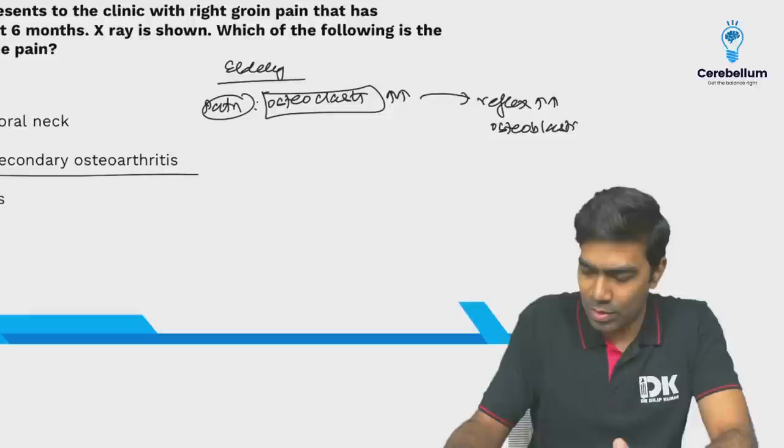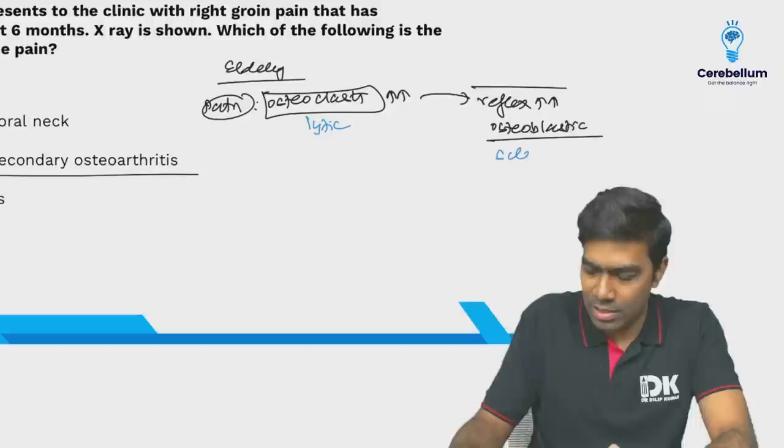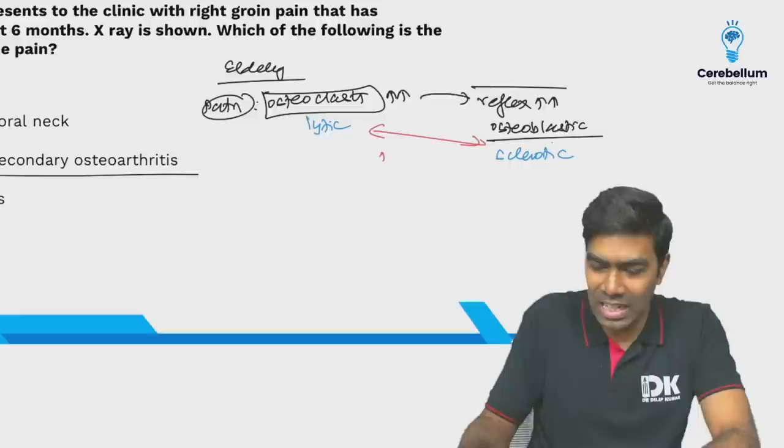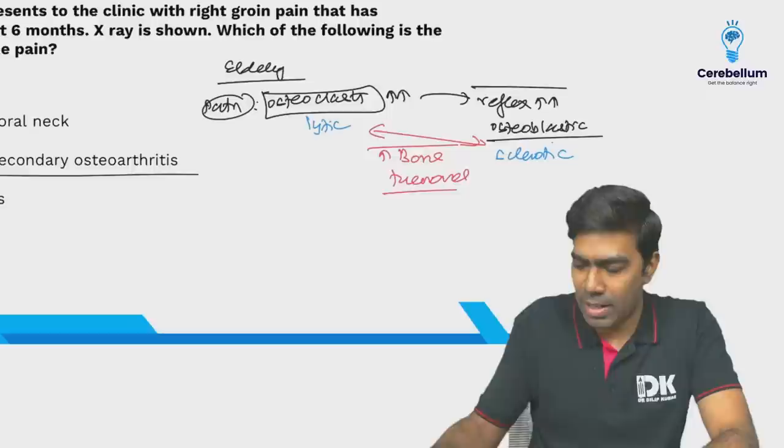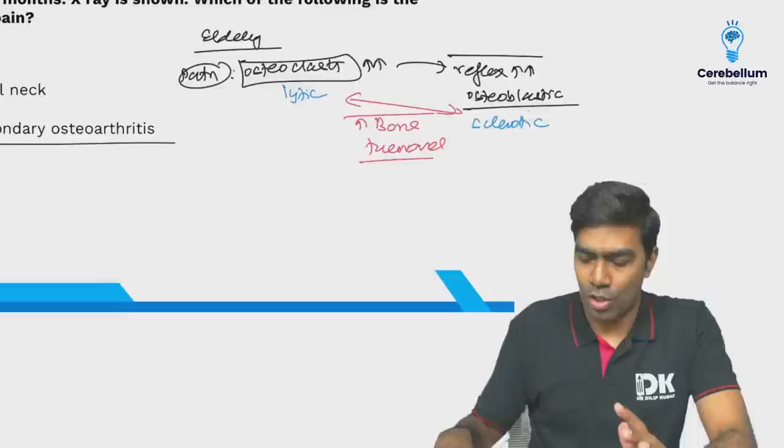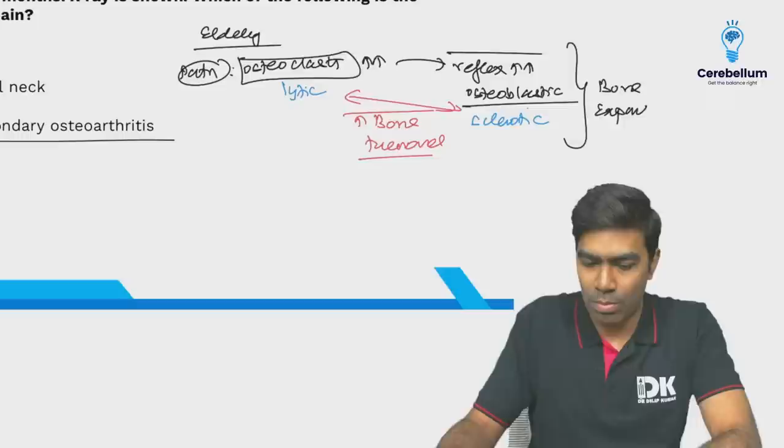So that is why you can see mixed lytic as well as sclerotic lesions. It's a condition where you're going to have increased bone turnover. That's the problem. In many bones, you'll have mixed lytic sclerotic lesions. Because of lysis and sclerosis, in many areas of the body there will be bone expansion and thickening.